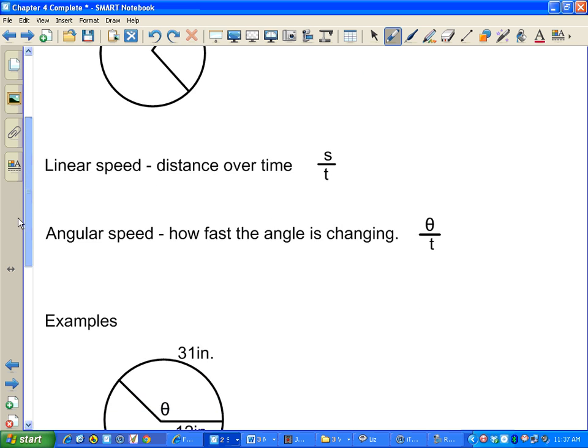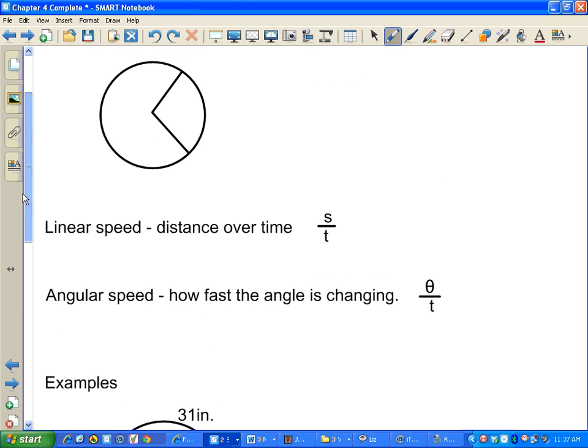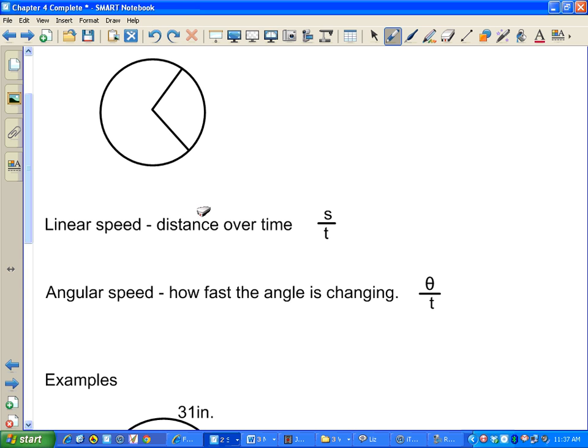We can also find linear speed. So linear speed is, of course, the speed that we're used to thinking about. It's distance over time. But in this case, our distance is going to be an arc. So it's going to be a curved distance. So if I'm running along here, how long does it take me? That's how fast I'm moving in a linear speed.